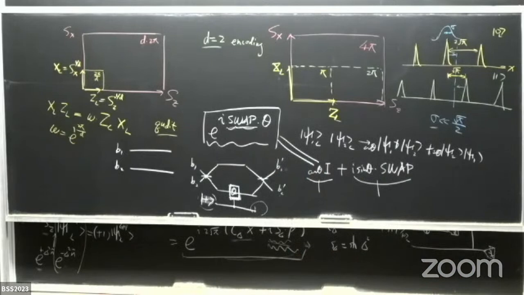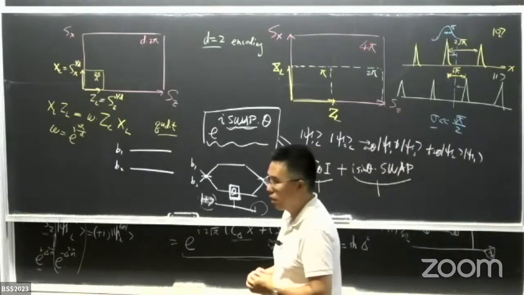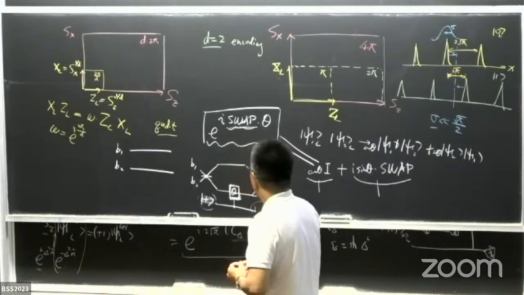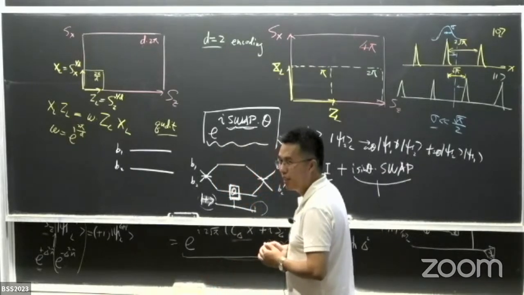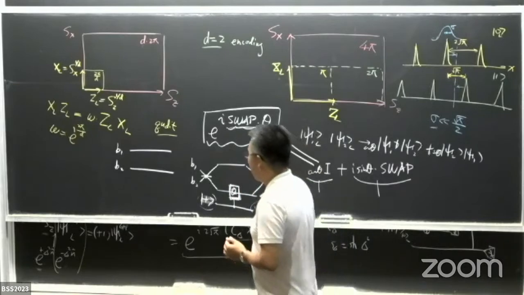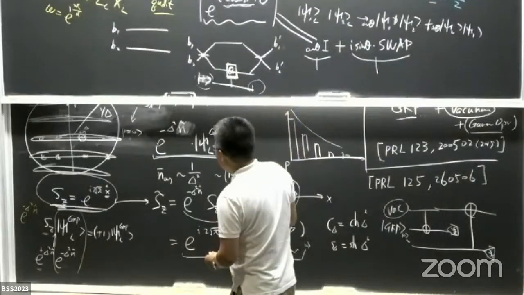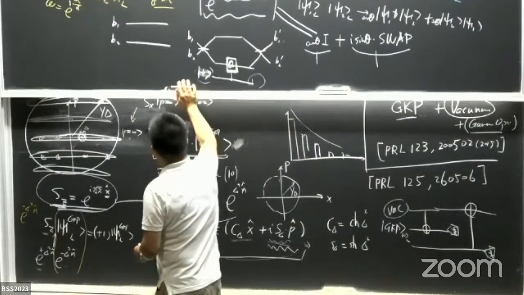Kind of maybe a more general question. How do you measure the stabilizer? For which code? Well, let's say this one, for the GKP. Yes. Well, there are actually different ways that you can measure.